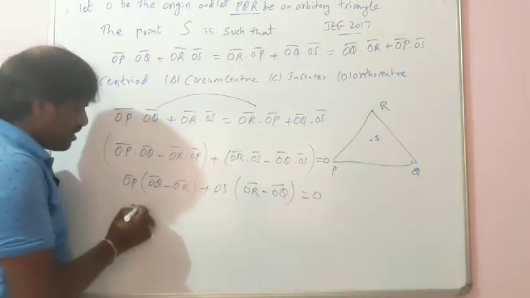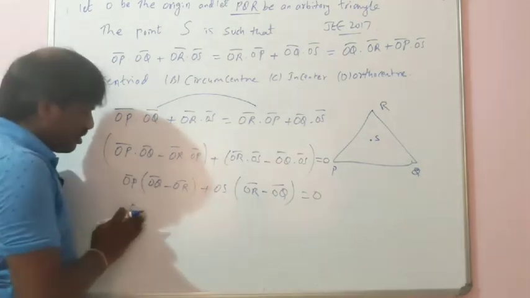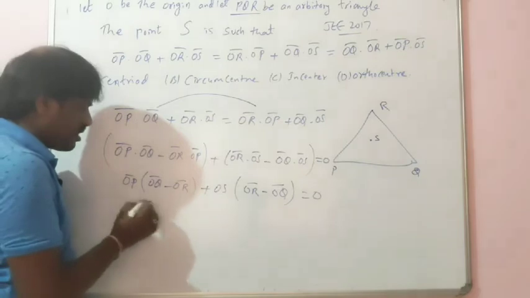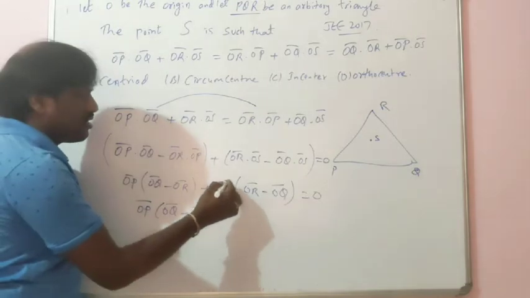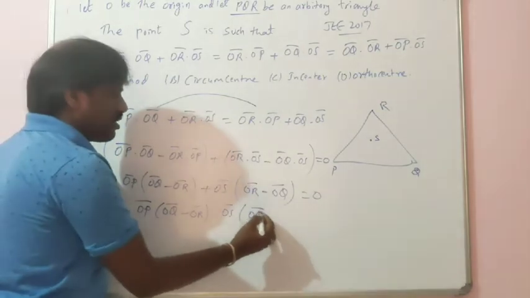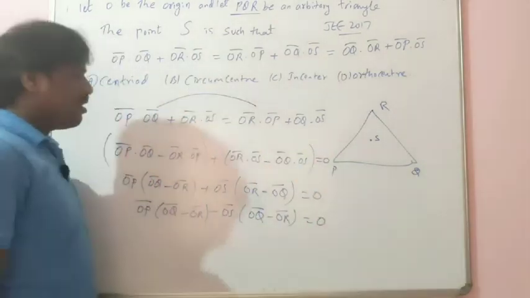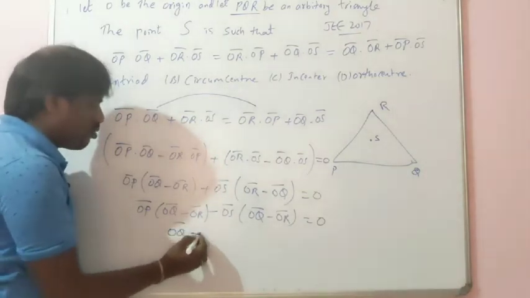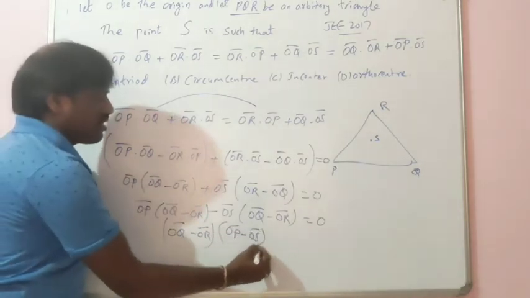So OQ minus OR in one term and OR minus OQ in the other. If I take minus common, I get OP vector dot OQ vector minus OR vector, minus OS vector dot OQ vector minus OR vector. So in both, OQ vector minus OR vector can be taken out common, and what I get is OP vector minus OS vector dot OQ vector minus OR vector is equal to 0.